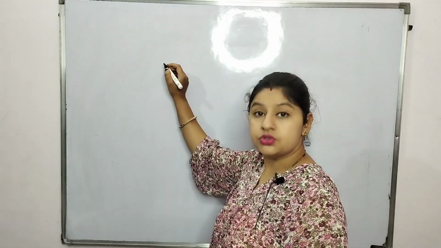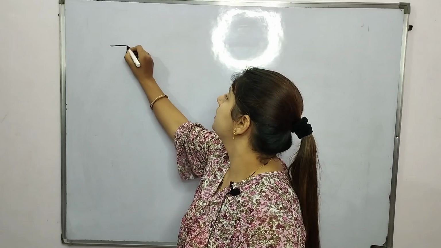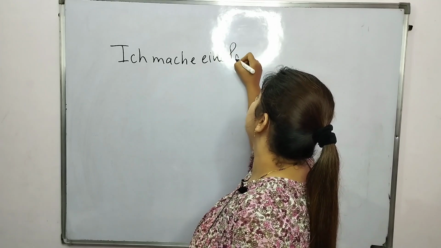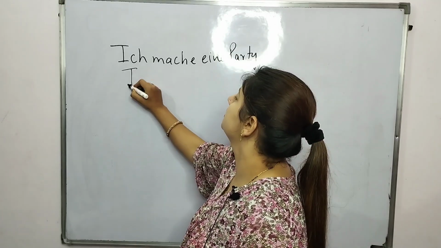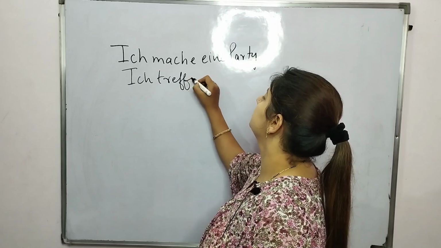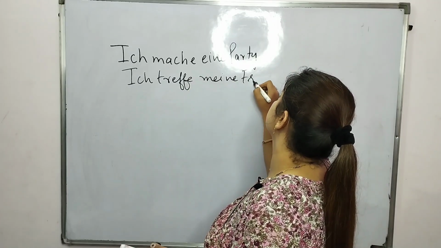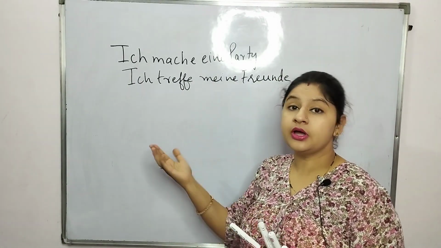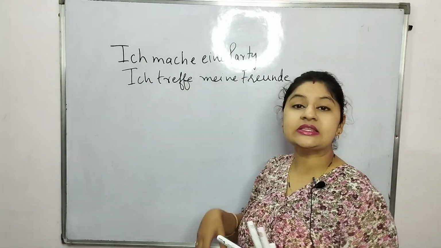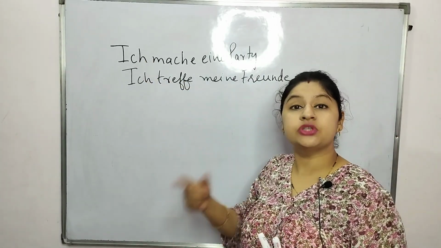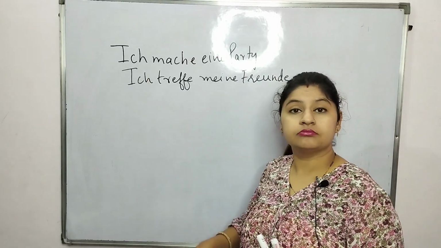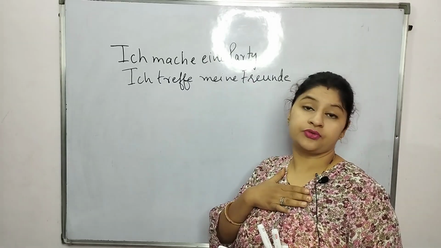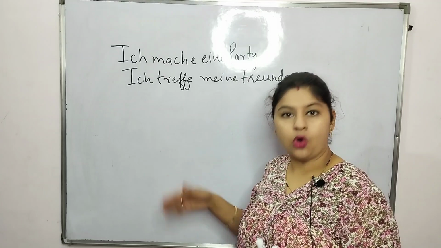So here I want to say: Ich mache eine Party. Ich treffe meine Freunde. Here you can see in both sentences the subject is the same. Ich mache eine Party. Ich treffe meine Freunde. So how can we write now?